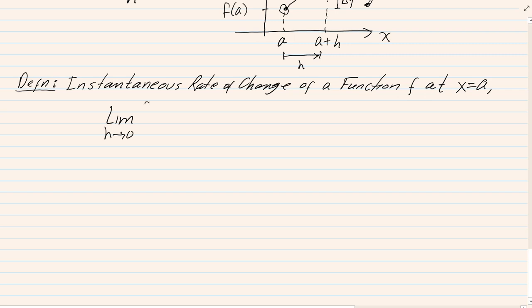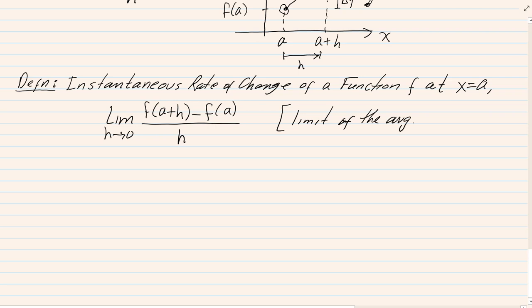Limit as h goes to 0 of f at a plus h minus f at a divided by h. So all the instantaneous rate of change is, is the limit of the average rate of change. There you go. That's what this is. This is the limit of the average rate of change. Without the limit, it's just the average rate of change. Once you take the limit in an instant, that's what that is.